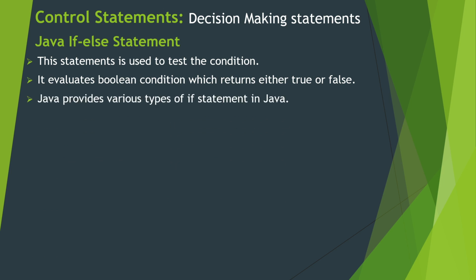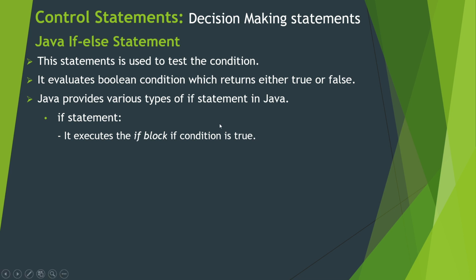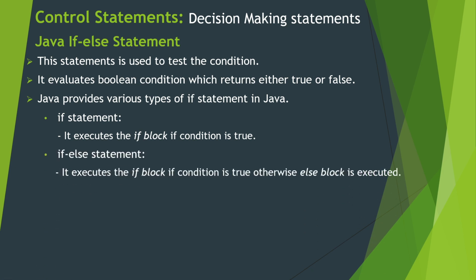Java provides various types of if statements. First we have the if statement. It only contains an if block. It executes the if block if the condition is true. How we write the if block, we will see in the next slide. Then the if-else statement executes the if block if the condition is true, otherwise the else block will be executed. So here we have two blocks, the if block and the else block.